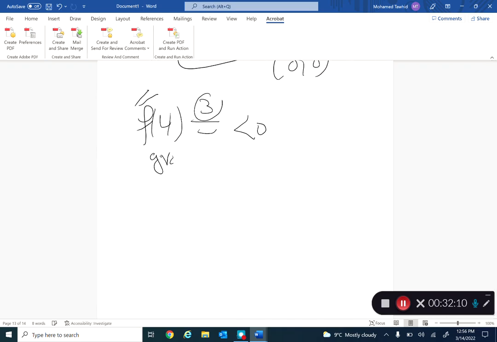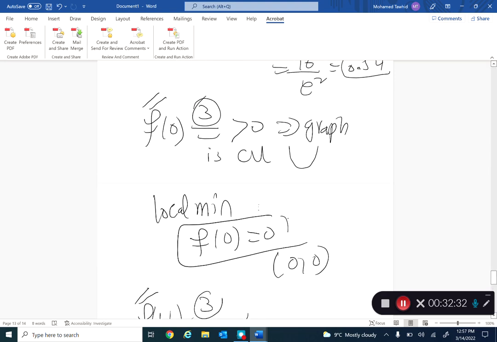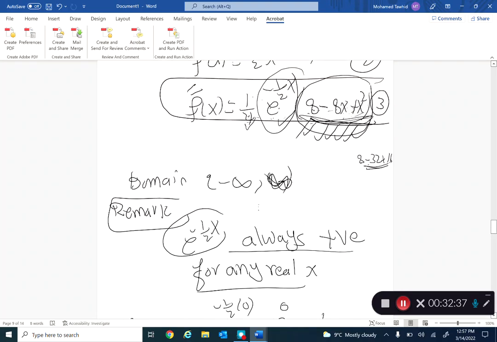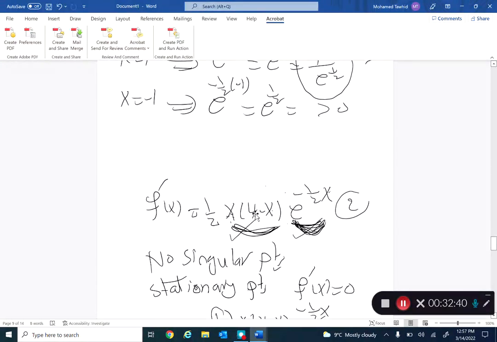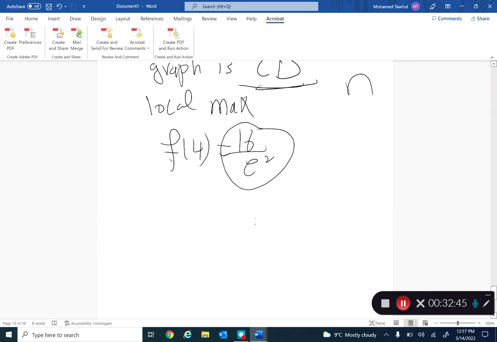Then the graph is concave down. If the graph is concave down like this, then you have a local max. The value of your local max is f at 4, which is 16 over e squared. That is our local maximum. All right, guys. So here I figured out two stationary points, and then I have to apply the second derivative test on each one of them separately to see if it's a minimum or a maximum. That is what we call classify.